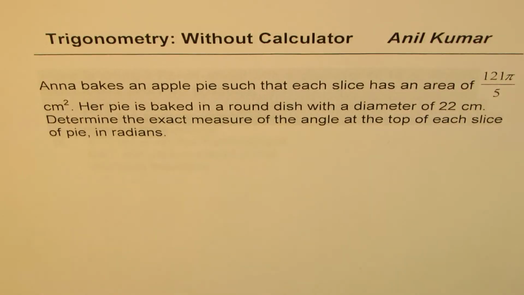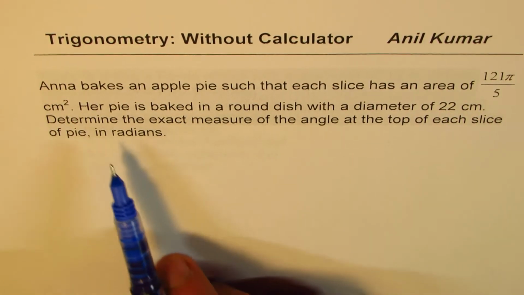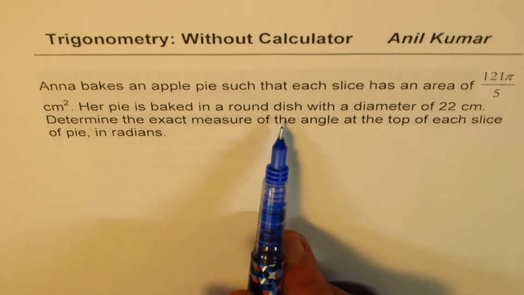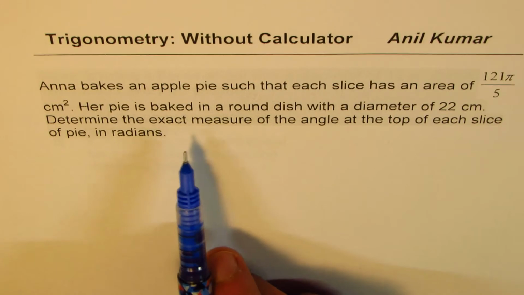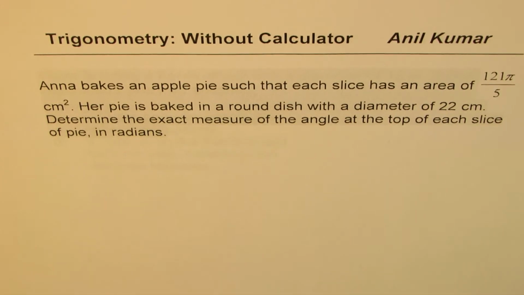The next one here is, Anna bakes an apple pie such that each slice has an area of 121 pi by 5 centimeters square. Her pie is baked in a round dish with diameter of 22 centimeters. Determine the exact measure of angle at the top of each slice of pie in radians.